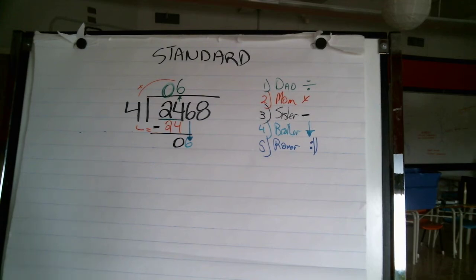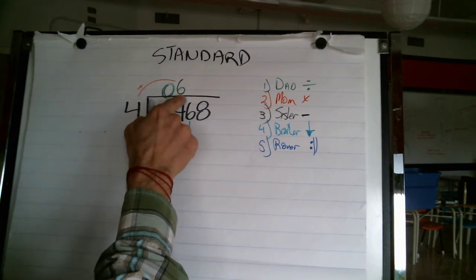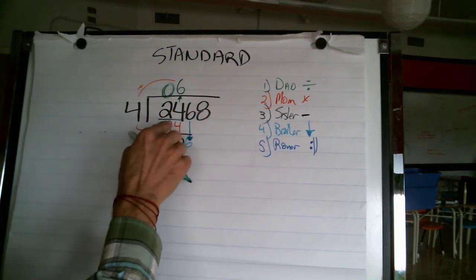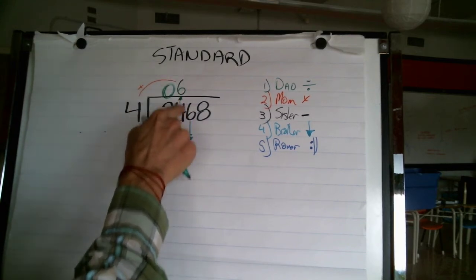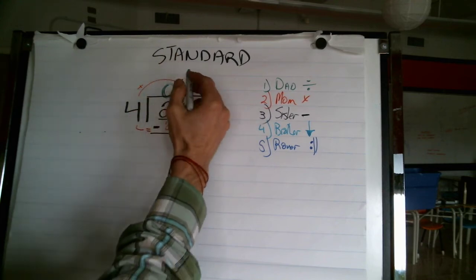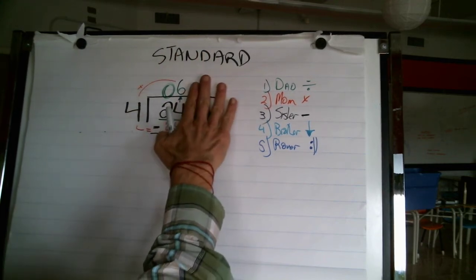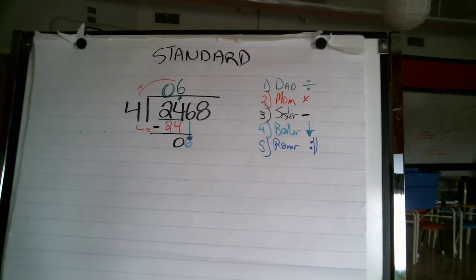I got to go back to green. So look here. What this says is that I can put 600 4s into 2,400. That's what this is telling me. It's not saying that 6 goes into 24. It's saying that 600, if I had these place value holders, 600 4s go into 2,400. Now we got to figure out what goes into the rest.